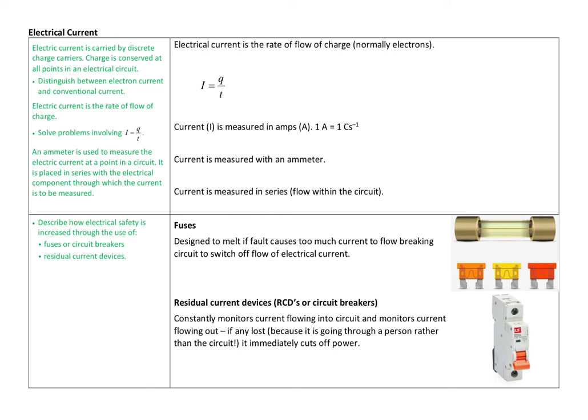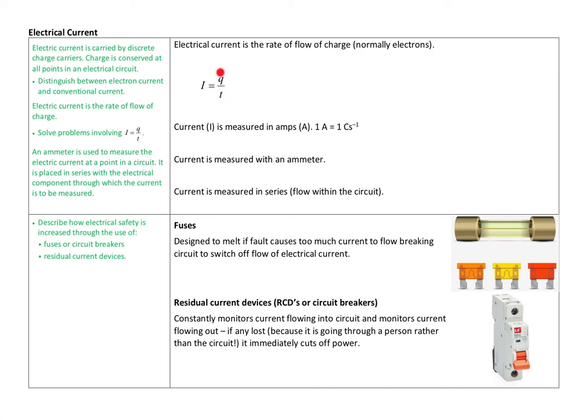So hopefully current is a little bit simpler to conceive than voltage. Electrical current is the rate of flow of charge, and in most circuits that charge is electrons. So I, which is current, measured in amps, A, is equal to Q, the charge, divided by T, time. I haven't defined that, but we've already talked about charge being Q.